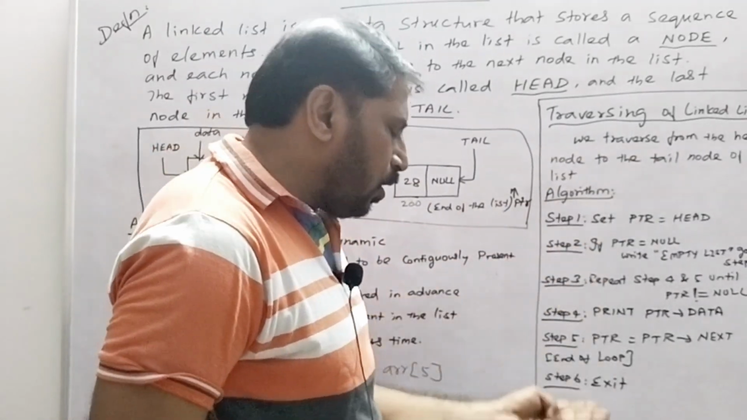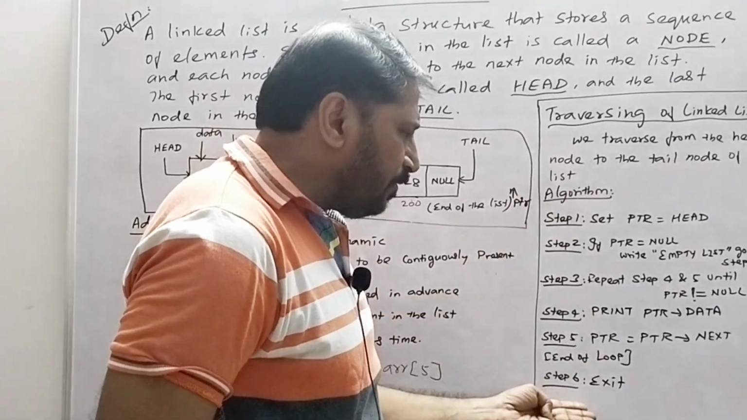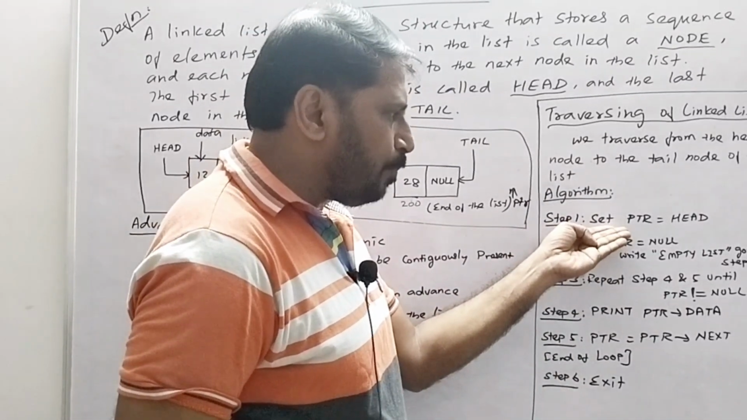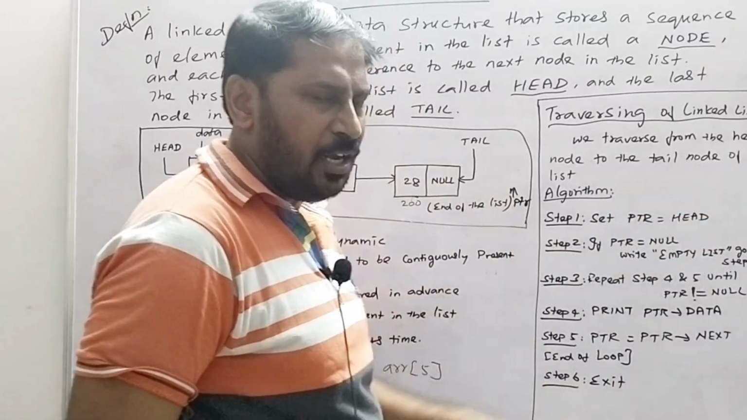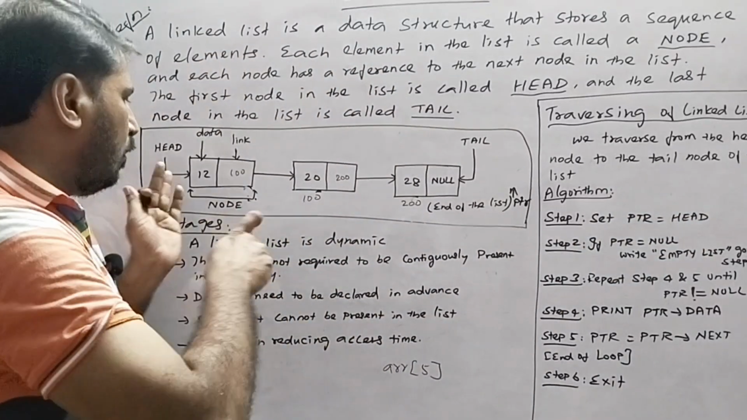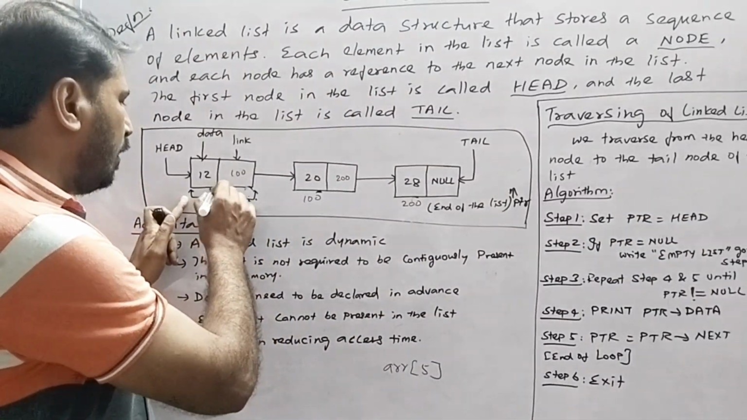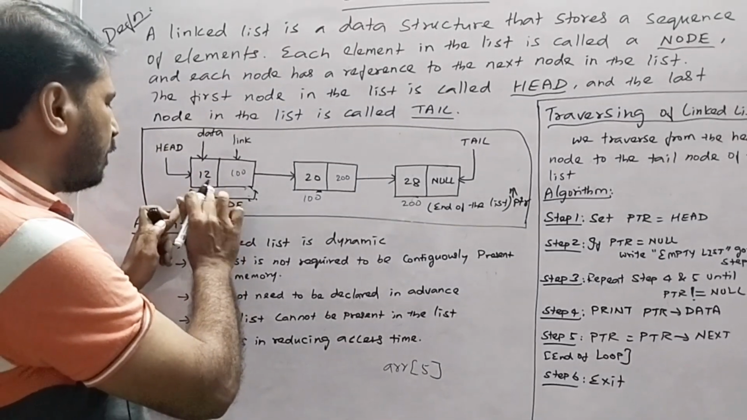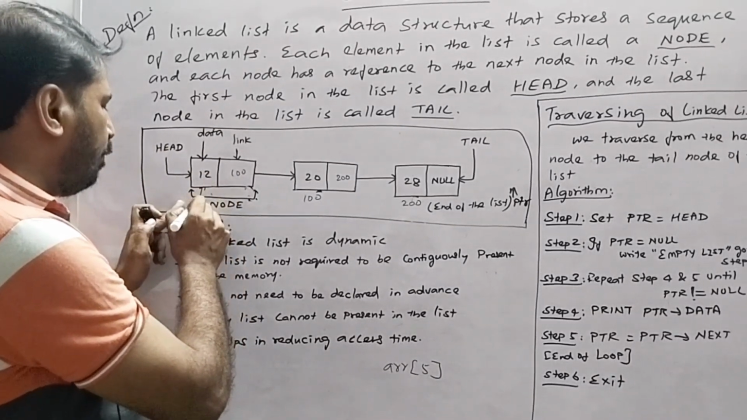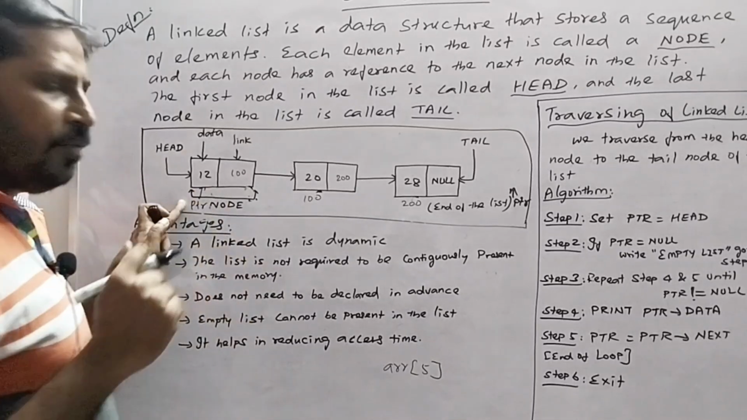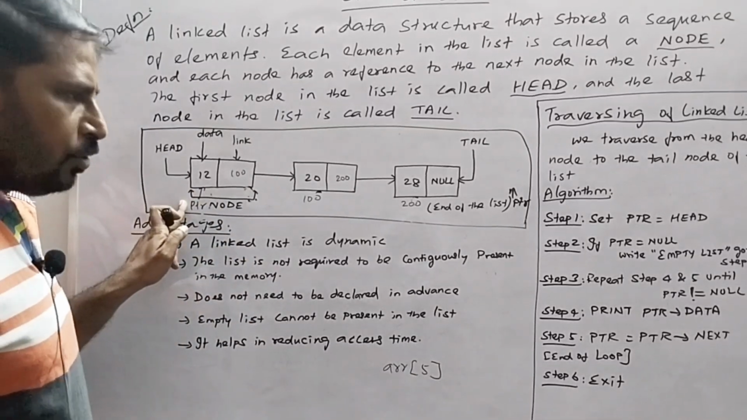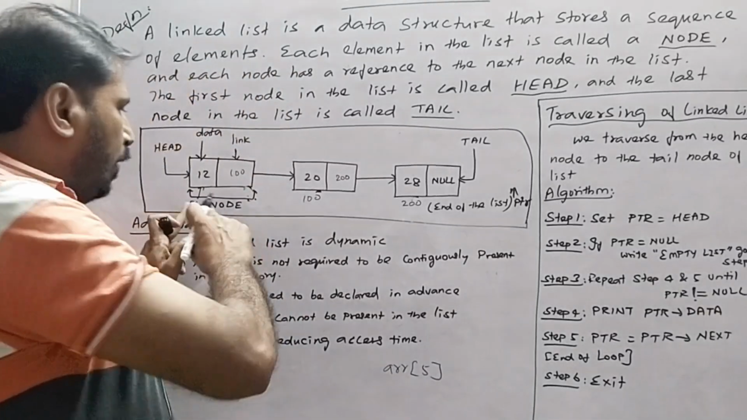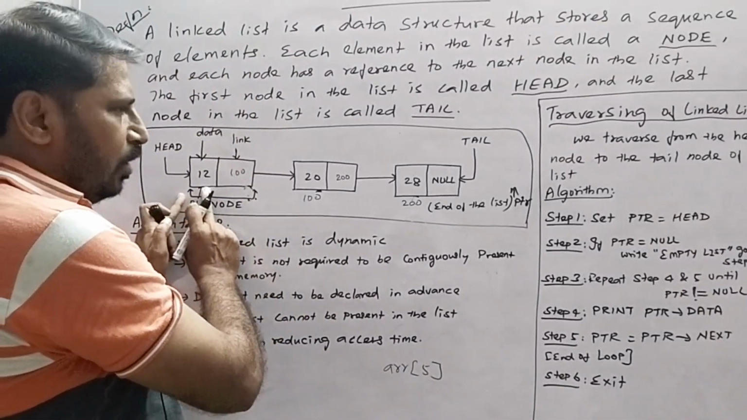So in this traversing algorithm, we start with step 1 as pointer equal to head. What we do is take the head node, according to the head pointer, and make this node the pointer node, abbreviated PTR. So pointer PTR equal to head. We are making a pointer at the head node.